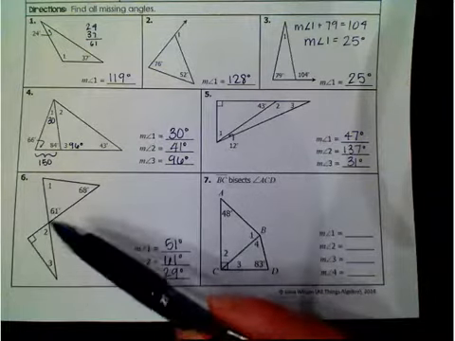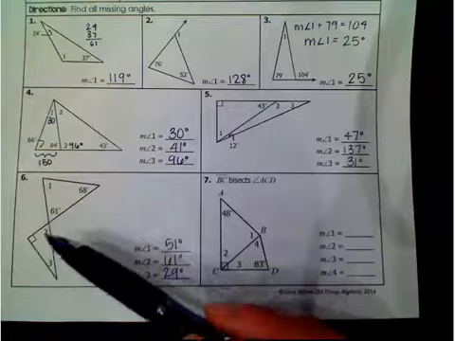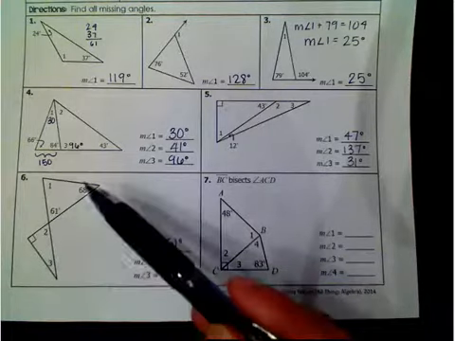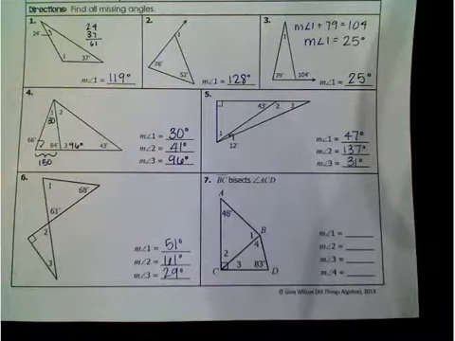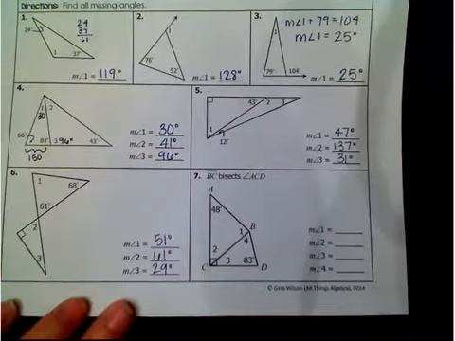For 6, you would have used the fact that 2 and 61 are vertical angles. Then you have 2 angles within this triangle, and you have the 2 angles that you started with in that first triangle. All right, 7 is a little bit different.